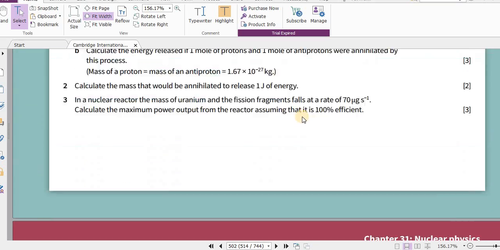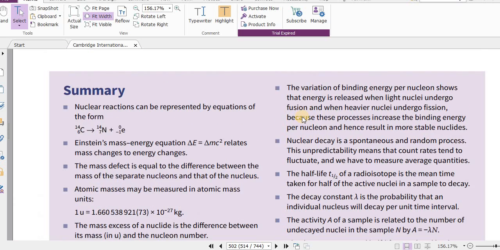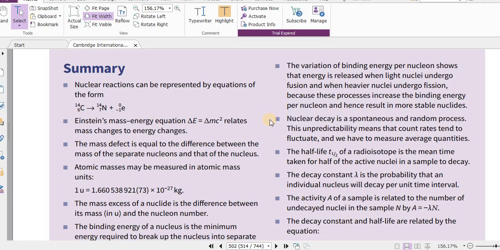Finally, we'll go through the summary to complete this whole thing. When you go through the summary, you will have a better understanding, because in the beginning also we normally go through the summary to give you an idea of what we are covering. Nuclear reactions can be represented by equations of the form. This is representing each of them. This is representing the nucleus. This is the nitrogen nucleus, and here we have beta minus decay.